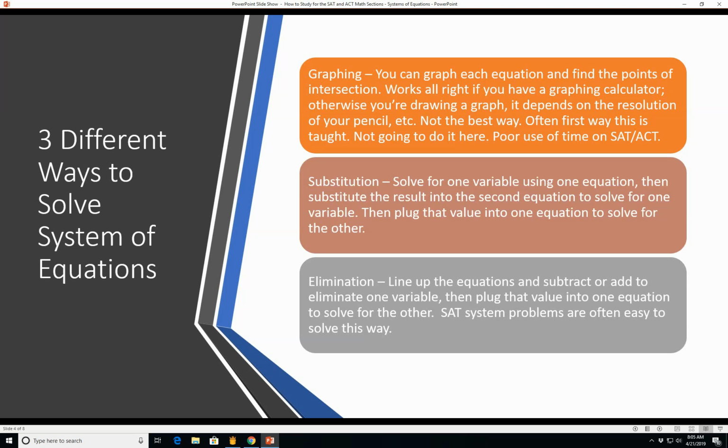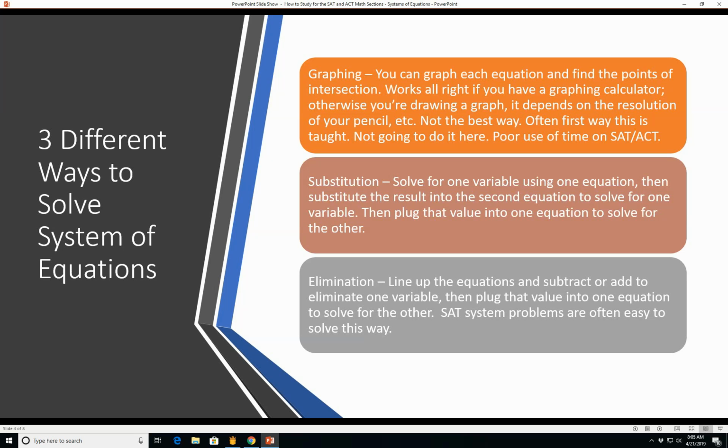Substitution is where you solve for one variable using one equation, so you get x in terms of y, and then you substitute the result in the second equation, so you have all one variable. So, x is equal to, say, 3y, then you plug it in. Oh, okay, well, this is 2x plus 4y in there. Oh, okay, so 2 times x is the same as 2 times 3y, so it's 6y plus 4y.